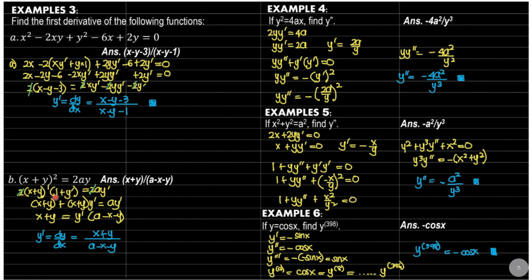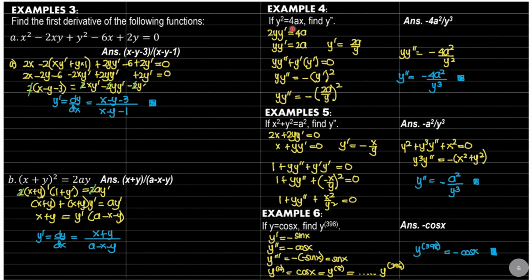So we can cancel 2 and write this as x plus y times 1, so x plus y, then x plus y times y prime equals ay prime. So x plus y equals, factor out y prime, at the same time transpose this to the right. So we have y prime times quantity a minus x minus y. So we can now evaluate y prime, dy dx, equals x plus y over quantity a minus x minus y.